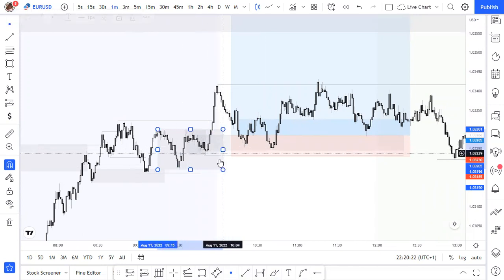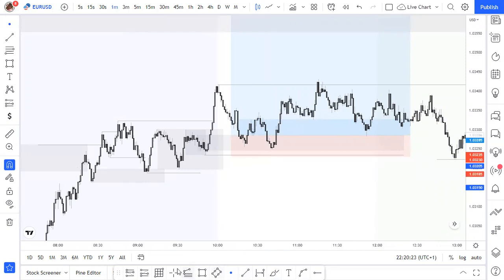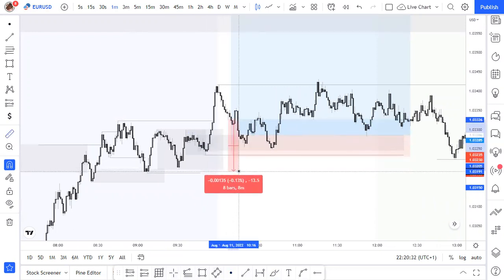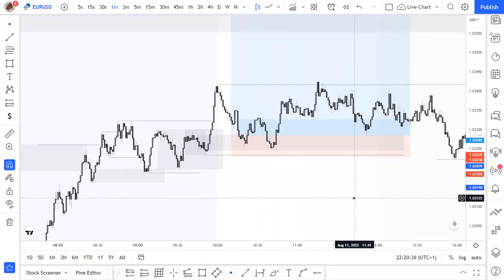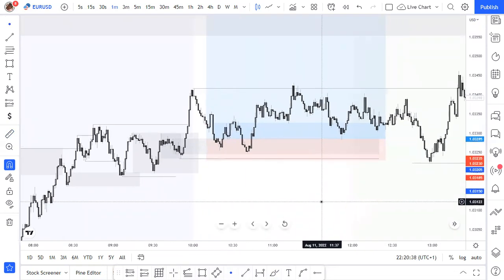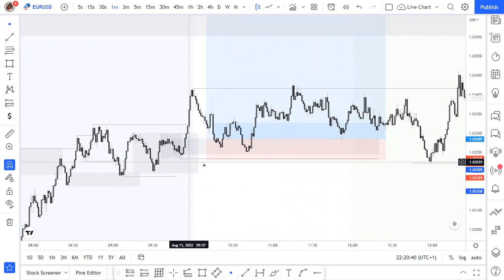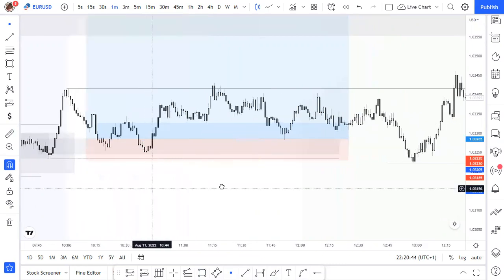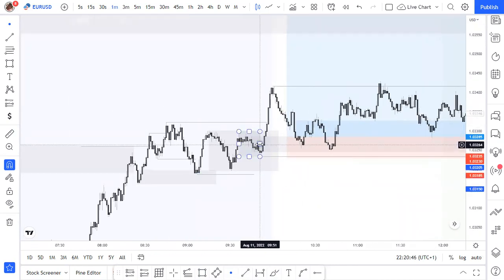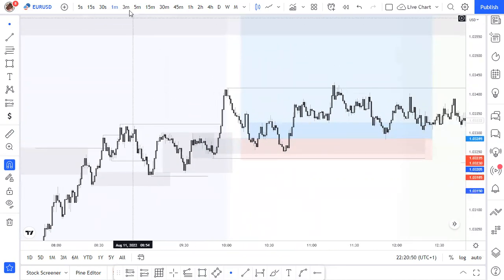So I didn't want to set an entry here and then maybe put my stop loss down here, because it's the safest place I could put my stop loss, which is like 13 pips. It looks very big for me to do that, and I had this range already here. So I think this was a 3 minute zone, the particular area I used for my entry.